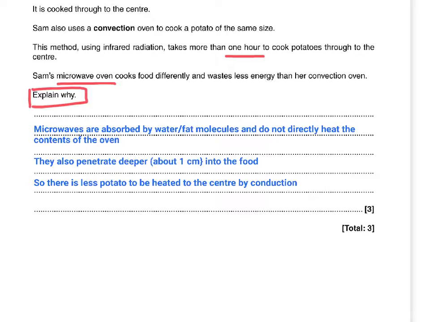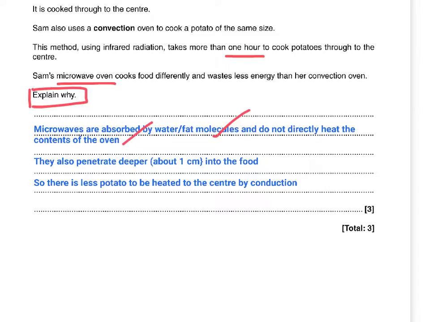So microwaves are absorbed by water and fat molecules. That's the first thing. And they do not directly heat the contents of the oven. In a normal oven, everything gets heated up: the trays, the tin that you put the food on, or the plate, or whatever, it all gets directly heated up, and that takes more energy. Microwaves are just initially being absorbed by the fat and water molecules, so it takes less energy because you're just heating up those molecules directly, nothing else.